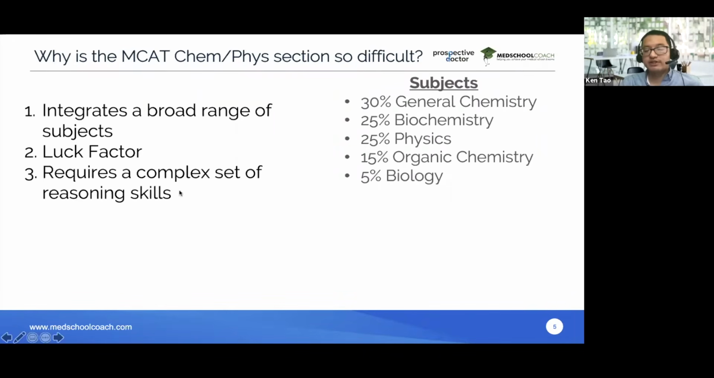Next, it requires a complex set of reasoning skills. So for any of you who've started seeing the AAMC questions, you're going to notice that when you read the MCAT review books, it's not that complicated. You're like, oh, you know, buoyancy, that's like this force that pushes an object up, right? And then you see an AAMC question testing buoyancy, and it's honestly like, what the heck is this, right? Like, how did the AAMC come up with these very impressive questions testing these concepts that are seemingly so simple?